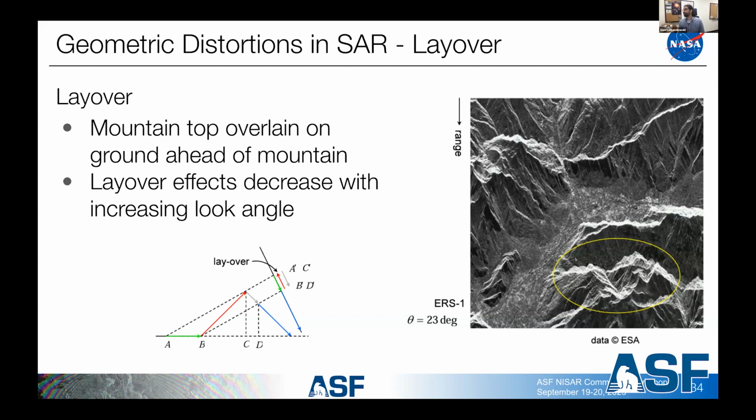And so looking at the image on the right here, you can see that there are two mountain ranges, and this is actually a valley between the mountain ranges. And in reality, this mountain is not laying inside the valley. We should be able to see down into that valley, but due to the geometric distortions of layover, these mountains appear to be laying on their side. And so the effects of layover also decrease with an increasing look angle.